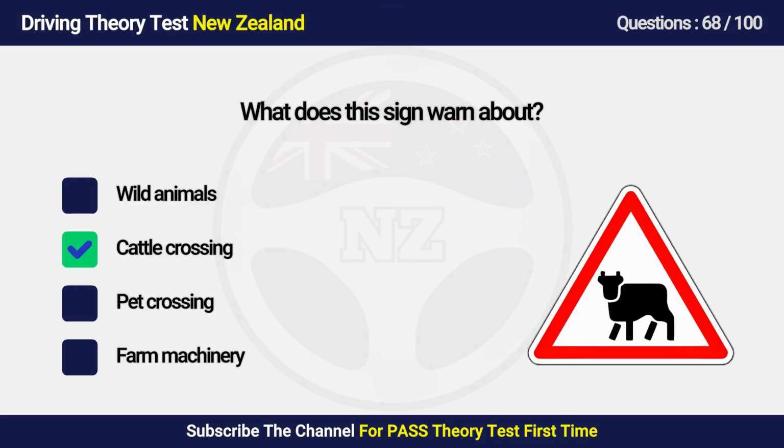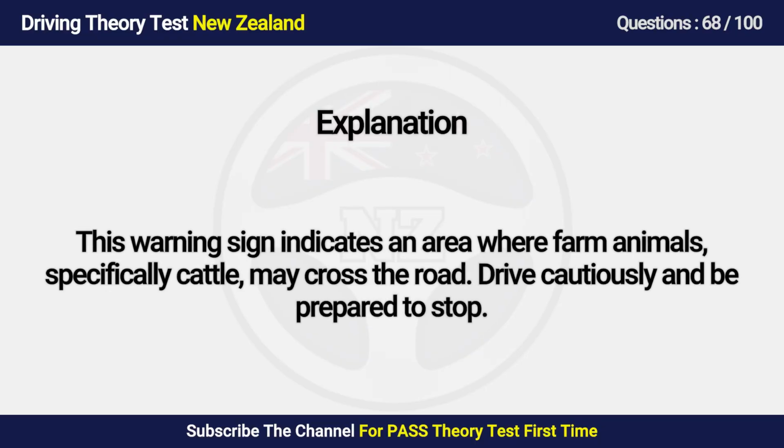Answers is B. Cattle crossing. This warning sign indicates an area where farm animals, specifically cattle, may cross the road. Drive cautiously and be prepared to stop.